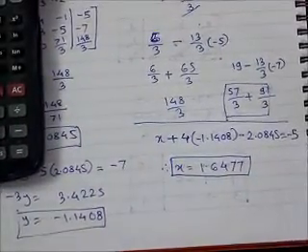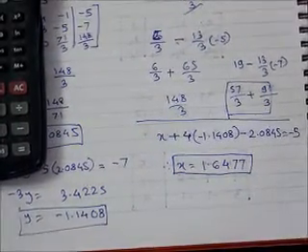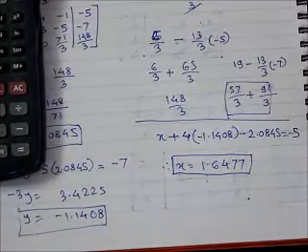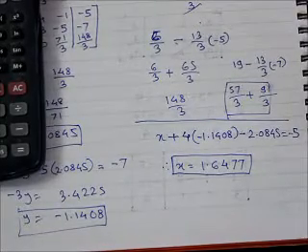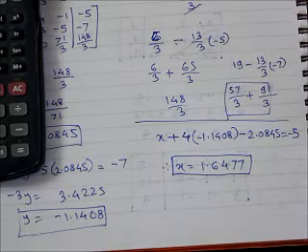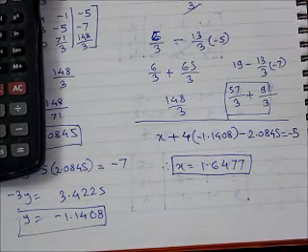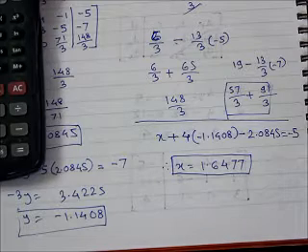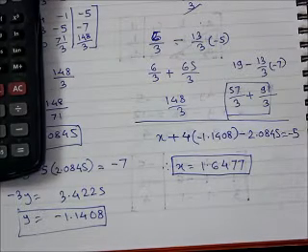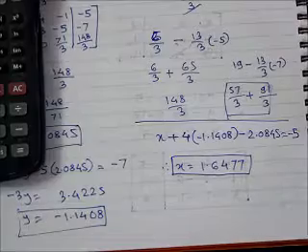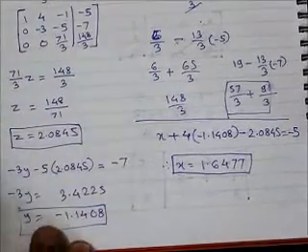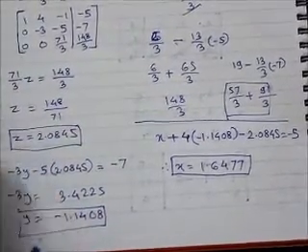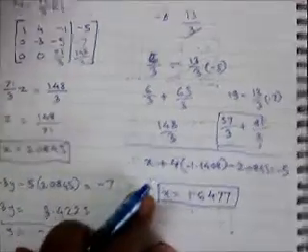Okay, let me just tally these answers with the textbook. I hope they're right. 0.6478, minus 1.1408, 2.0845. Yes, they are absolutely right. These are the three answers that you have.